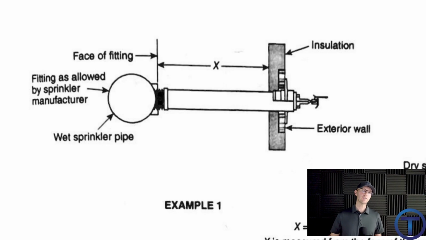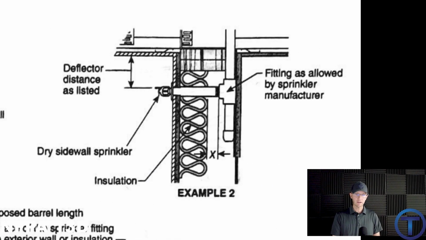But we're going to deliver to a space, maybe this is a warehouse, where the temperatures are lower. And with a lower temperature, we risk freezing. So we have to keep a certain distance. That's X. That's the barrel length. And there's a table that determines that barrel length. You see in example 2 here, it's a similar thing. We have our wet sprinkler system and then a barrel that's going to bring that sprinkler head out into that space that's not going to have the heat that we need to keep it from freezing. So we're going to use these barrels to be able to extend out into that space.